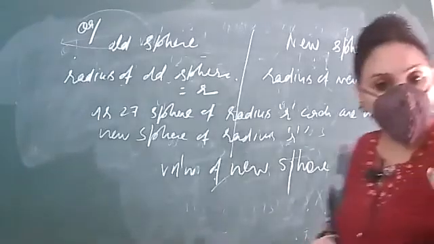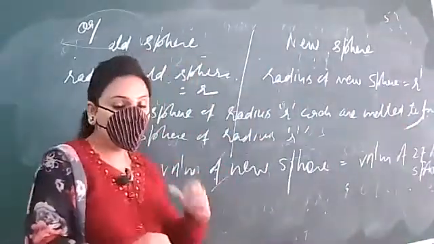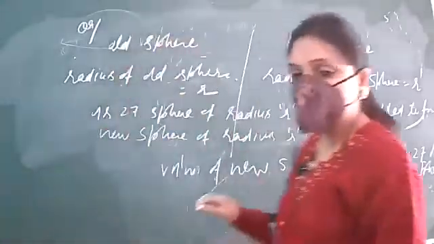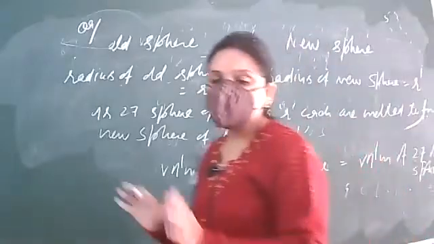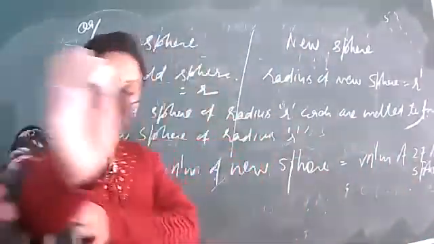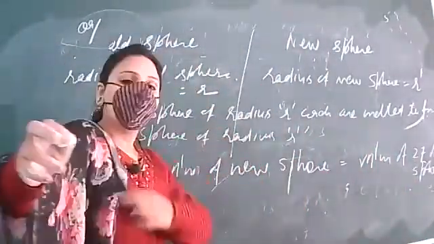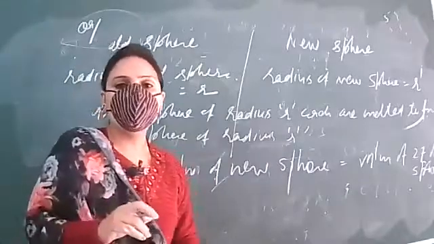जो बड़ा एक न्यू स्फीयर हमारे पास बन के आया, उसका वॉल्यूम कैसे निकलेगा? जब 27 स्फीयर्स के वॉल्यूम को ऐड कर दिया जाएगा या इकट्ठा कर दिया जाएगा. So equating these two, we will reach the required result.